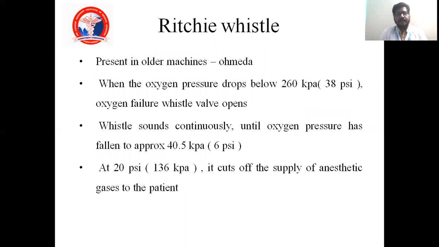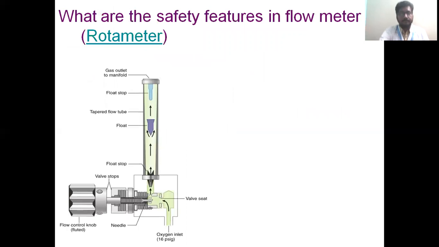Then next coming to the Ritchie whistle. The Ritchie whistle is present in older machines like the Datex Omega. When the oxygen pressure drops below 38 psi, the oxygen failure whistle valve opens. The whistle sounds continuously until oxygen pressure has fallen to 6 psi. At 20 psi, it cuts off the supply of anesthesia gases to the patient to prevent hypoxic gas mixture.